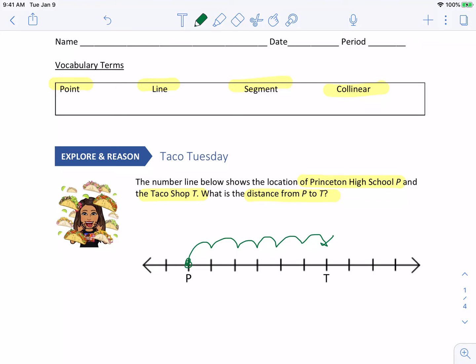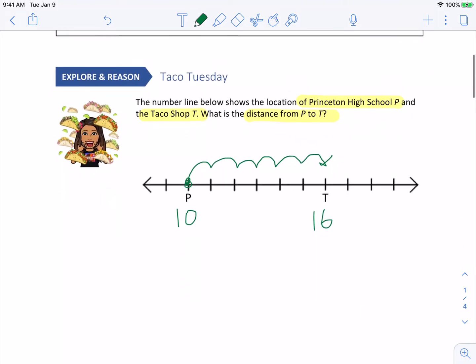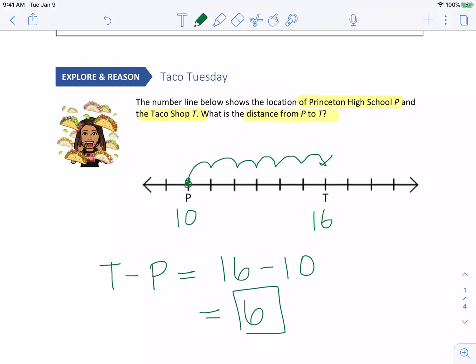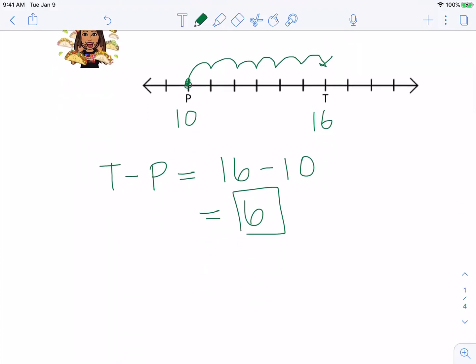Another way is if we had coordinates, if we had real numbers on this number line, we can find the distance by using subtraction, right? So we could actually say, well, the distance between the taco shop and Princeton High School would just be T minus P, would be 16 minus 10. So 6 spaces away.